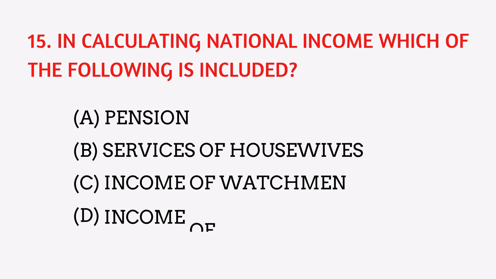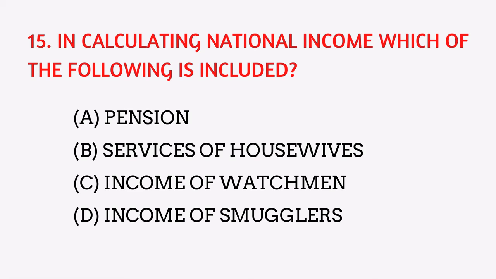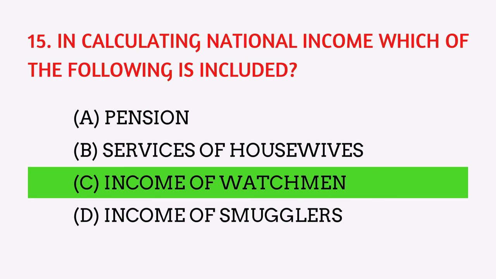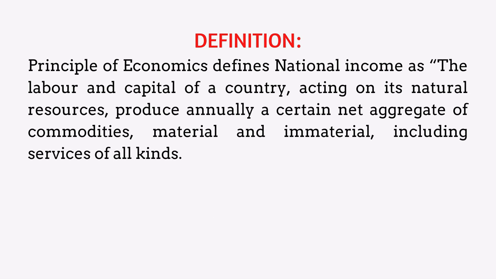In calculating national income, which of the following is included? The answer is income of watchman. Principles of economics define national income as the labor and capital of a country acting on its natural resources produce annually a certain net aggregate of commodities, material and immaterial, including services of all kinds.